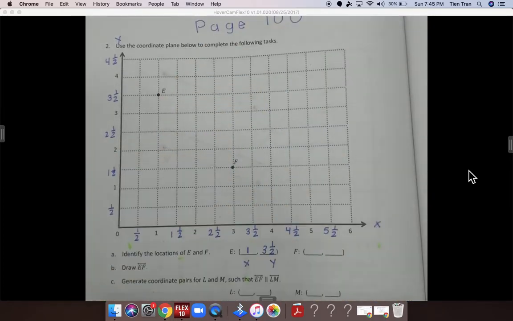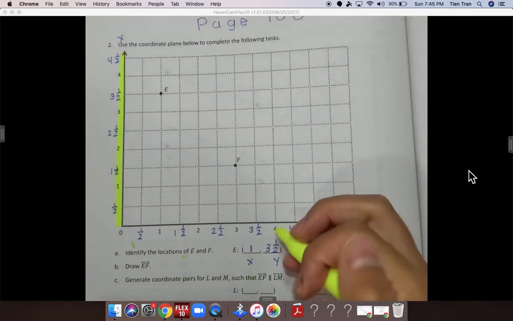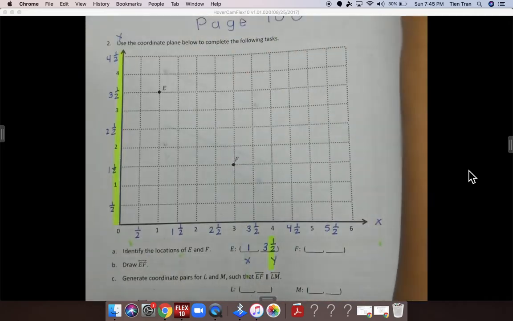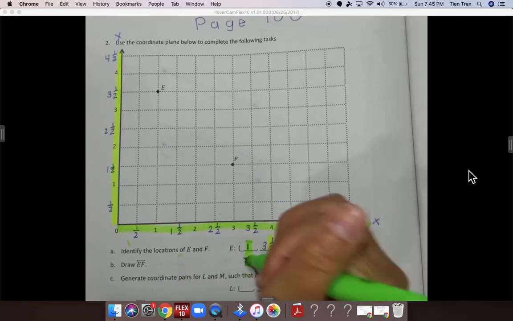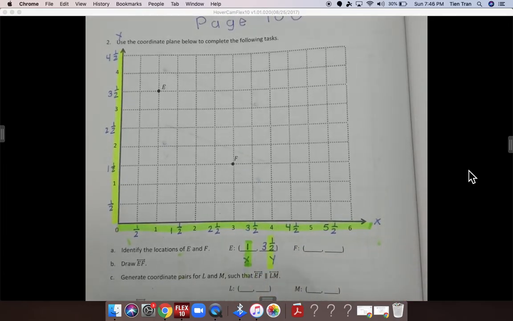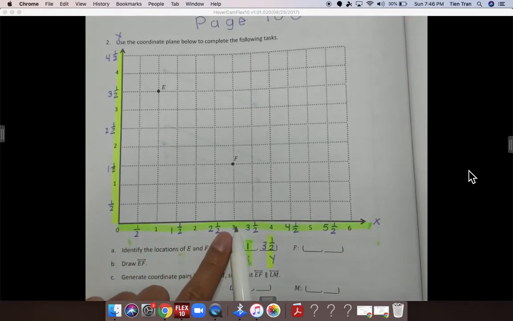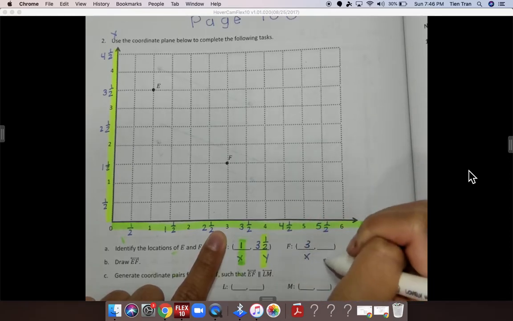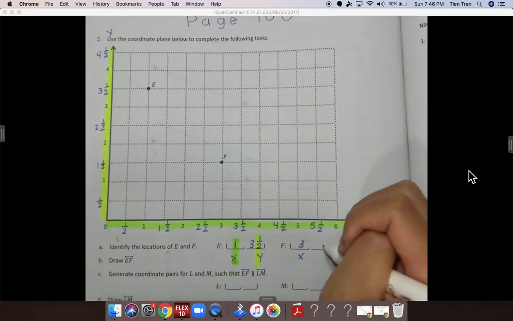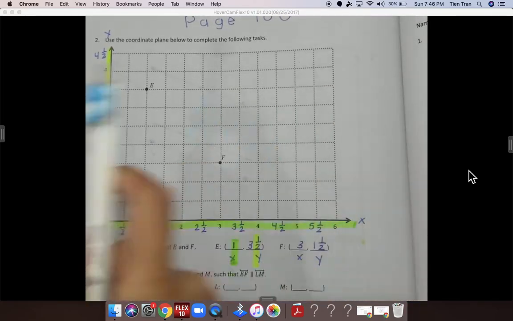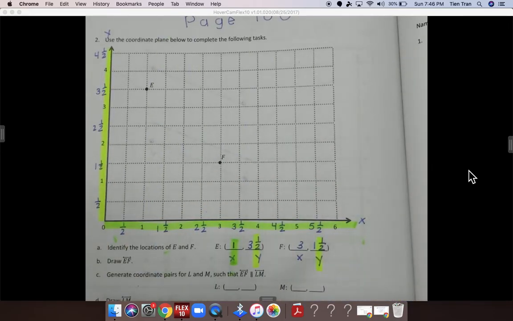Okay, I'm going to label this so you can see it clearly. So this is my Y coordinate, and that's where I got that. And then this one is my X coordinate, and that's where I got 1. So for F, looking over here, how many times are we going to move on our X coordinate? We're going to move all the way to 3. So 3 is my X, and then I'm going to move up on my Y coordinate 1 and 1/2. Okay, so I have 1 and 1/2, and I have 3.